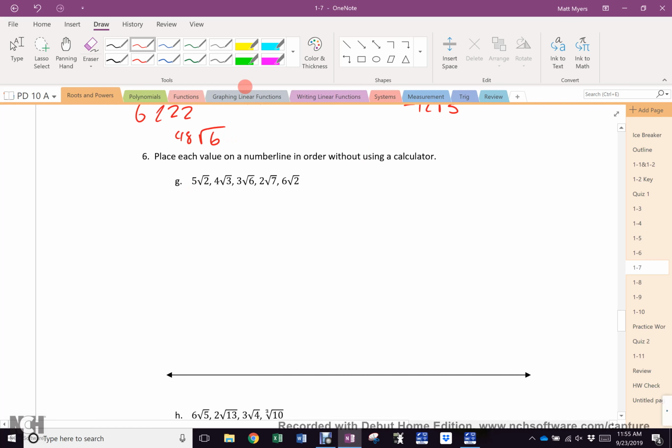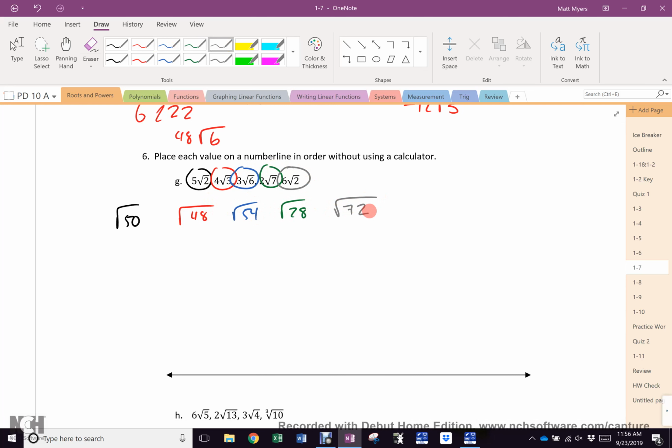Absolutely correct. So this guy in black became the root of 50. This guy in red became the root of 48. This guy in blue became the root of 54. This guy in green became the root of 28. And this guy in gray became the root of 72. And now it becomes super easy to put them in order, right? Because what's the smallest one? Root 28. So 2 root 7 had to go on the left of the number line because that's where the lower numbers are. And then we just went through.